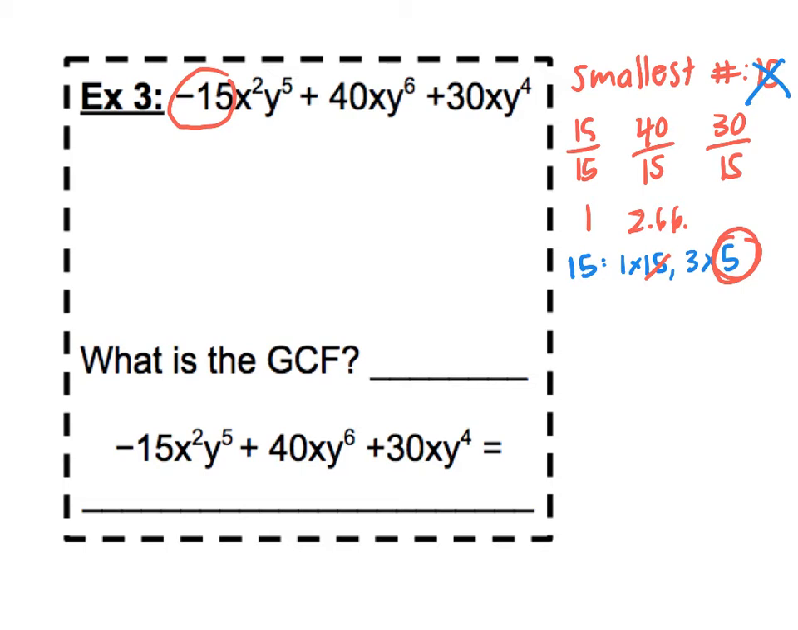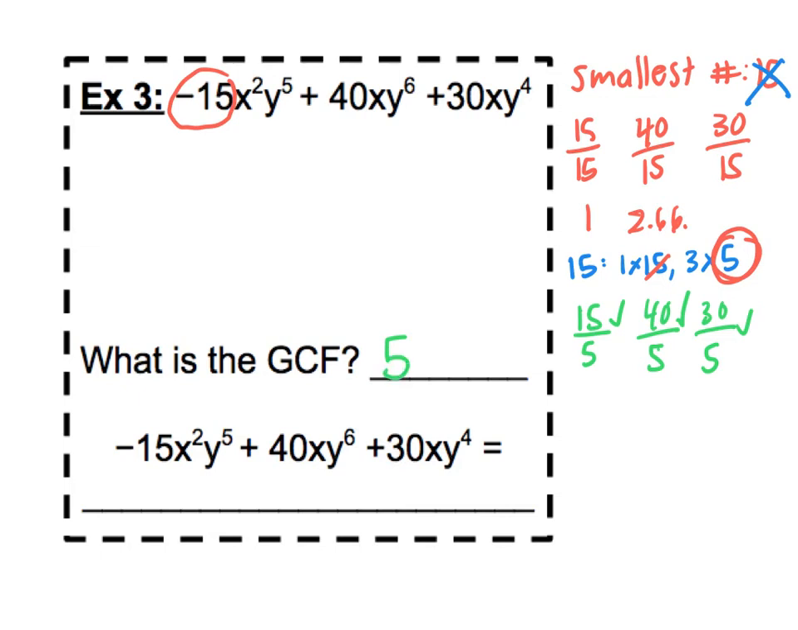And I want to say, okay, can my numbers out front, 15, 40, and 30, can they be divided by 5? Well, I know I can do 15 divided by 5. That one works. 40 divided by 5 also works, and 30 divided by 5 works. So that means 5 is going to be part of my GCF.